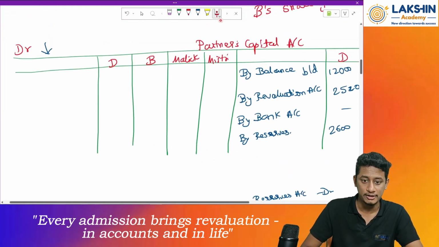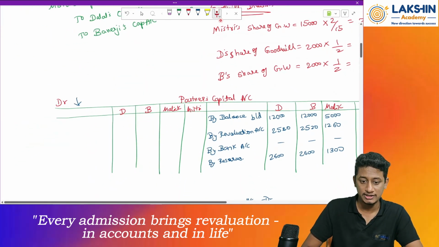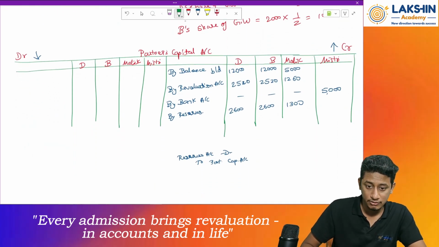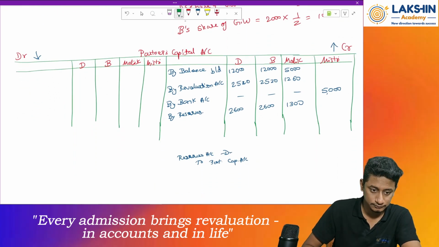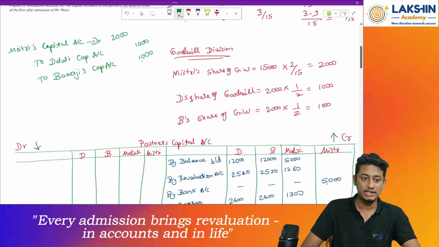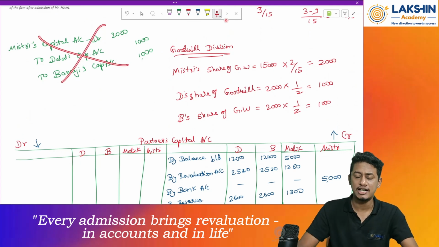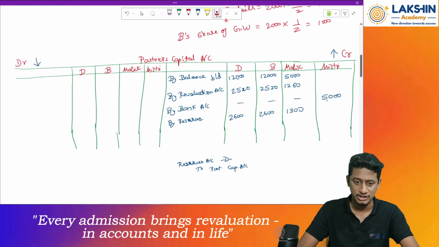Okay, then going ahead. What else is remaining? Goodwill adjustment. Yes, goodwill adjustment was remaining. So make the goodwill adjustment. Now look at the journal entry. Okay, let's not look at the journal entry. Let us assume we don't know the journal entry.